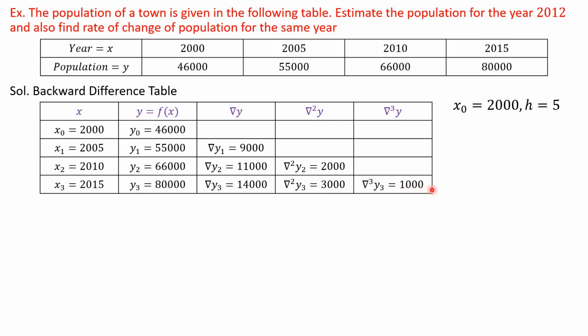Now here x0 is 2000, h is 5, and xk is equal to xn minus kh. Actually we need xn here, not x0, because we are using backward difference. So xn is 2015.